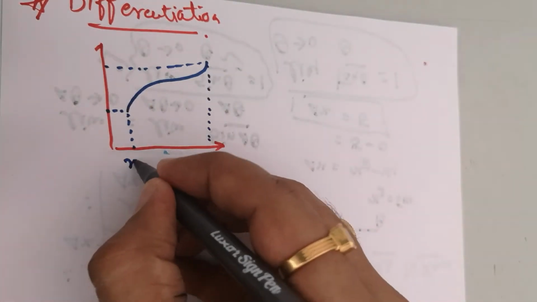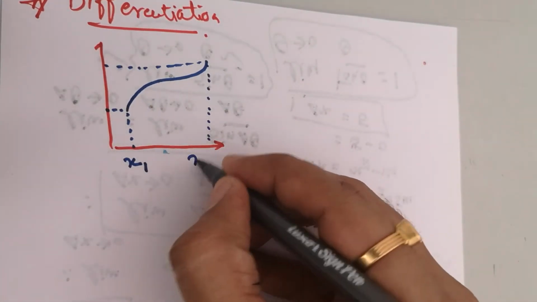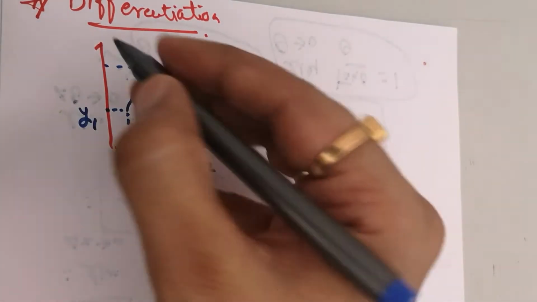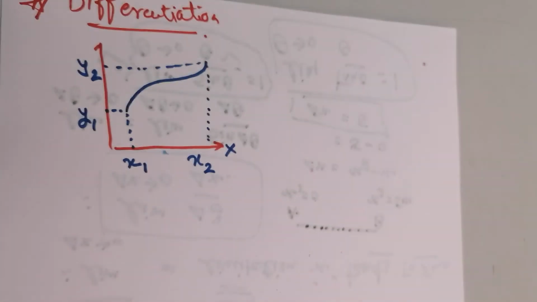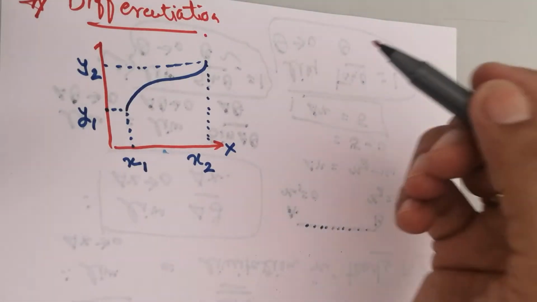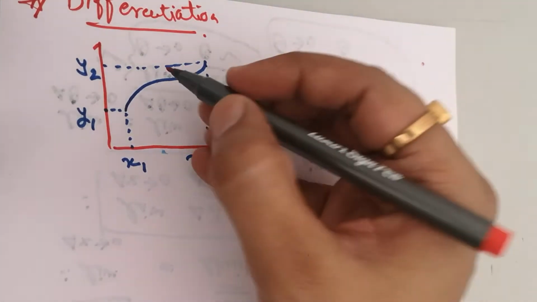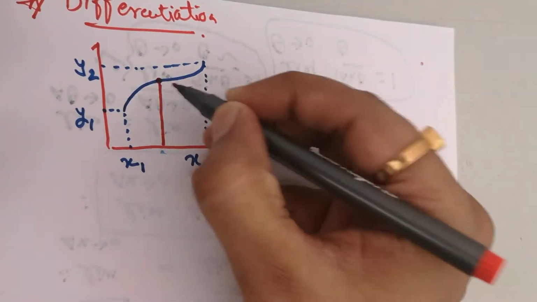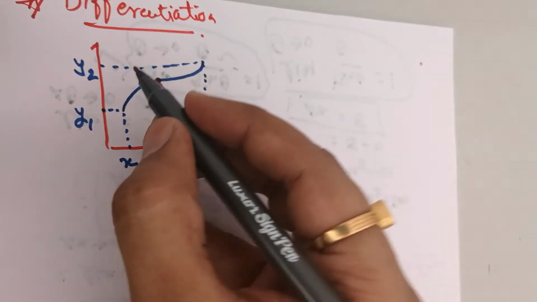I am marking this one on the x-axis as x1. This one on the x-axis is called x2. This one is starting on the y-axis and ending at the y2 point. So these are the points y1 and y2. Let's say I want to find out what would be the thickness or slope at this point.